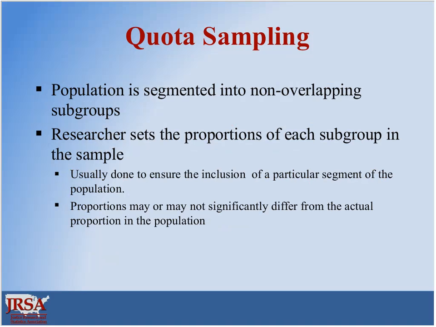Quota sampling is the next method. First, the population is segmented into non-overlapping subgroups like stratified sampling, and judgment is used to select the subjects or units from each segment. In other words, the researcher deliberately sets the proportions of strata within the sample. And this is usually done to ensure the inclusion of a particular segment of the population. The proportions may or may not differ dramatically from the actual proportion in the population.